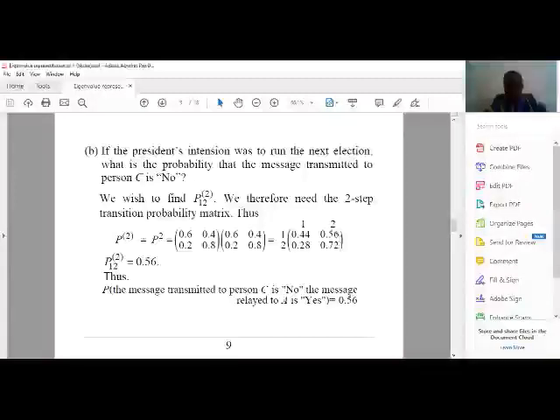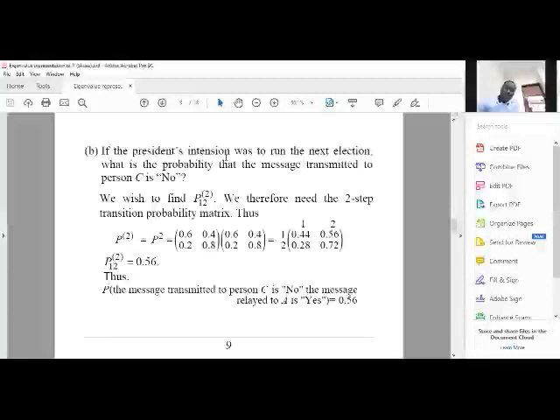Have you seen it? So P12 here represents what? The question says, if the president's intention was to run next election, it means the president told A yes. What's the probability that C, is it C? Yes. Now C is the second transition. So the first transition is A, from A to B. And the second transition is from B to C. So it is A which is having the original message from the president.